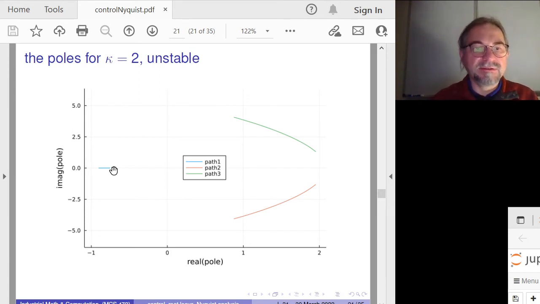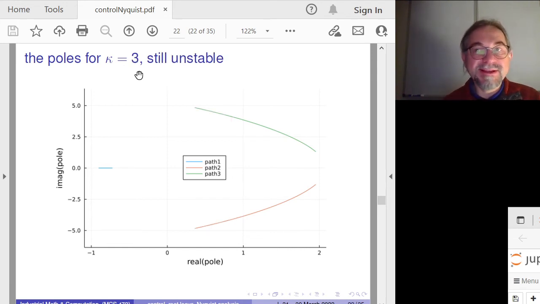But then you see that for the other two branches, parts 2 and 3, the real part is actually positive. That's very bad. So we are in an unstable situation. The feedback, the proportional gain, is not yet large enough. Here you see for kappa equals 3, the branches get extended, and we still get closer with the real parts to 0, but it's still positive. So for kappa equals 3, it will still be unstable.